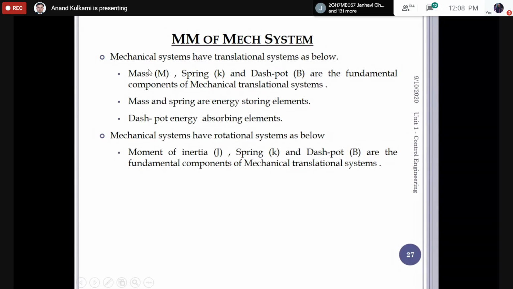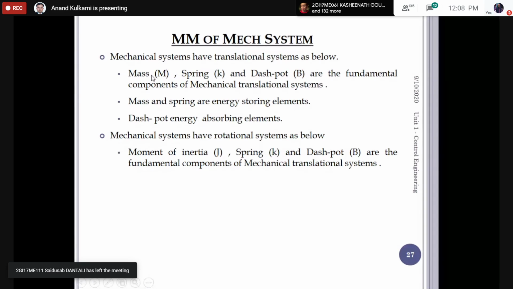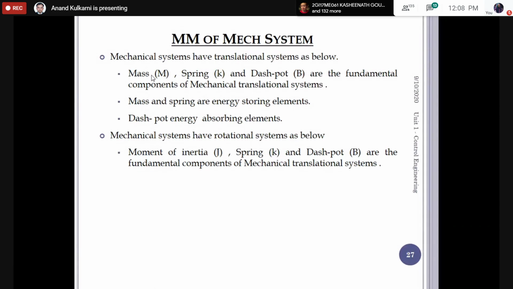Moreover, in the transfer function model, we are going to develop the transfer function model for linear time-invariant systems, and it has to be time invariant. That means time has to be the independent variable, not a dependent variable. So the mass has to be constant. If it is a variable mass, then the system becomes a non-linear system.